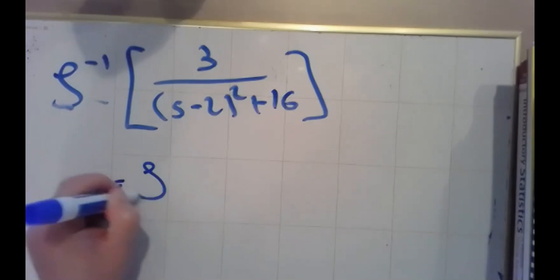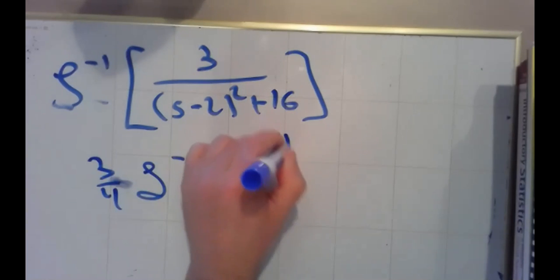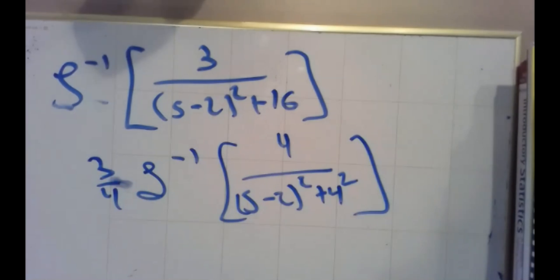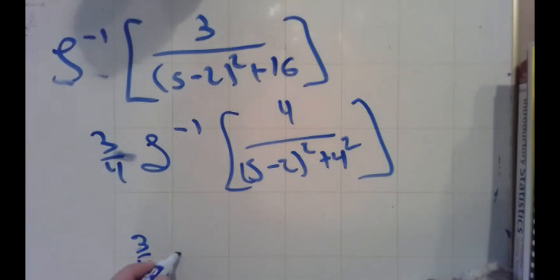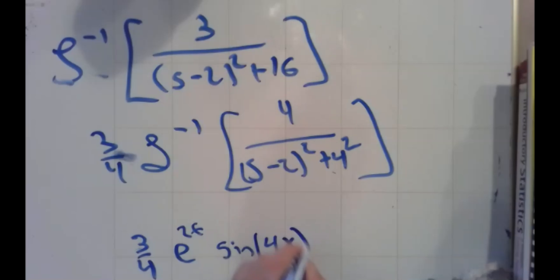So this will be the inverse Laplace transform. I can bring my 3/4 out, put in a 4, s minus 2 squared plus 4 squared. This was e to the at. a is whatever is after the minus, so e to the 2t sine of kt. k was this guy here. Oh, I've got to be consistent. I'm either using x's or t's.